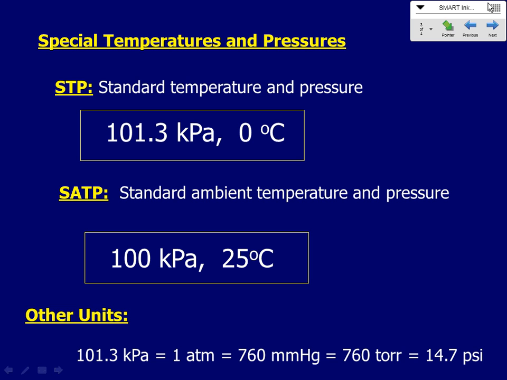So chemists have chosen temperatures and pressures that are very important to chemists and have kind of set them as special or standard temperatures and pressures. And we use these temperatures and pressures in various situations and calculations.